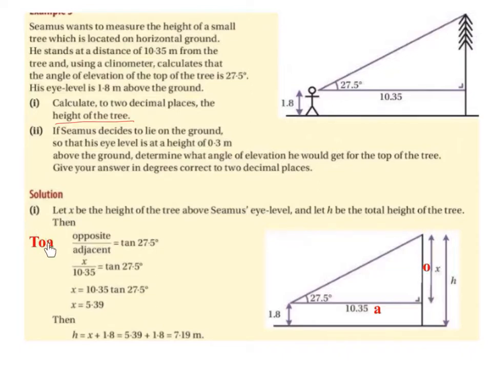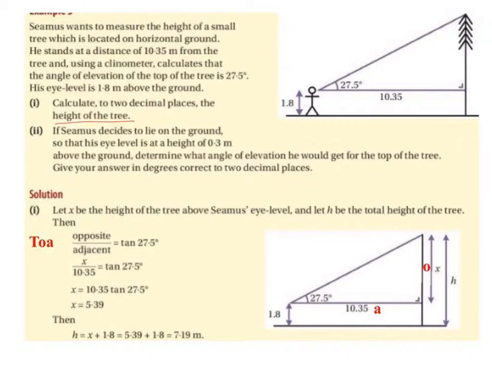Then, using TOA from our SOHCAHTOA formula, which we can only use with right angle triangles, we're going to have opposite divided by adjacent, which is going to be tan of 27.5 degrees. So TOA stands for tan equals opposite over adjacent. So if this is the angle, then this is the side that's opposite it. So x gets labelled as O. And then this is the hypotenuse, which we don't need. So this side here must be the adjacent, 10.35.